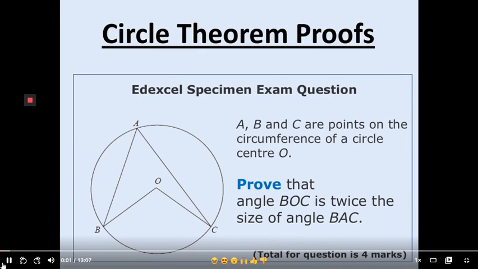Oh, this video is about circle theorem proofs, and you can see an example of an exam question on the screen. You might like to have a look at this and see what you think at the moment. We're then going to go through and look at how you can do proof questions, and we'll come back to this and you can have a go later on.